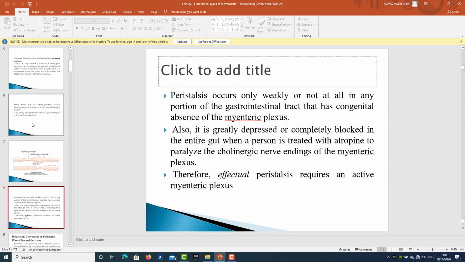Now peristalsis occurs only weakly or not at all in any portion of the gut which has congenital absence of the myenteric plexus. Also, it is greatly depressed or completely blocked in the entire gut when a person is treated with atropine to paralyze the cholinergic nerve endings of the myenteric plexus. Therefore, we should know that effective peristalsis requires the active participation of the myenteric plexus.